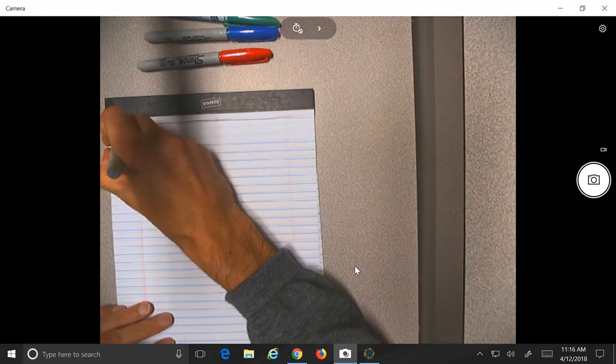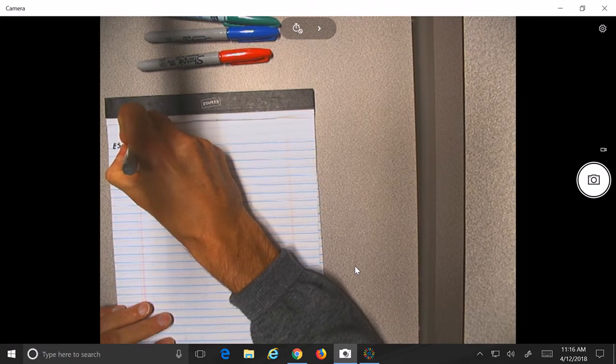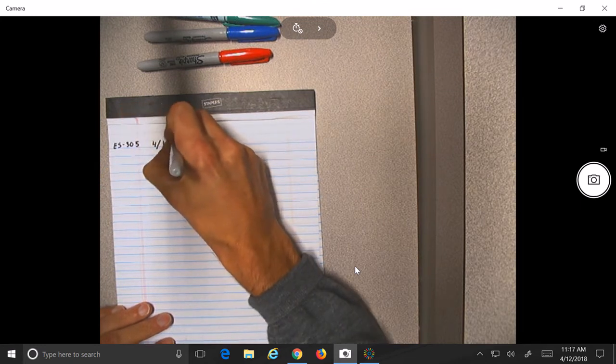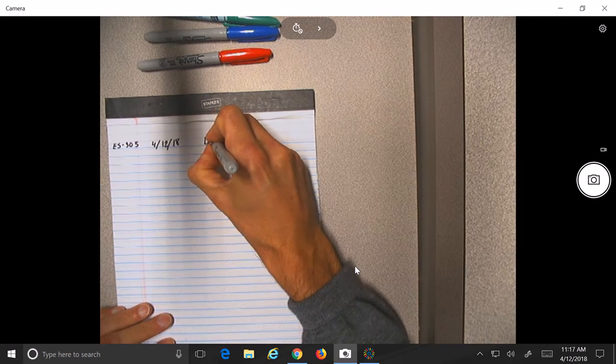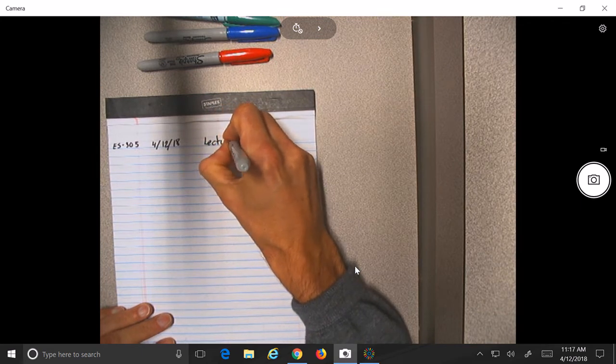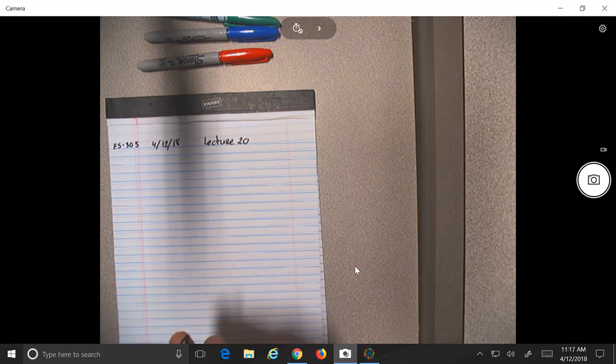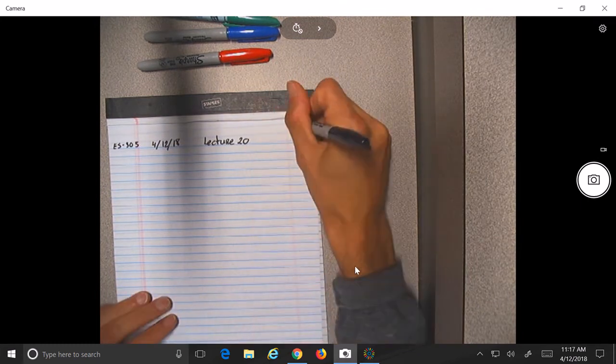ES 305, 412-18. This is lecture 20, and this will be page 116.